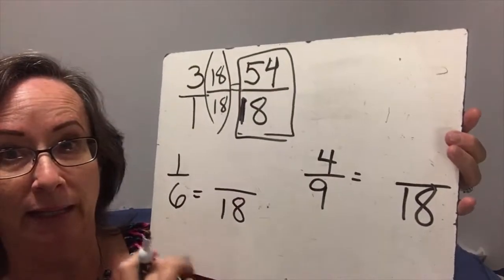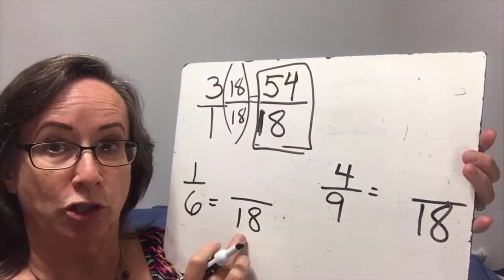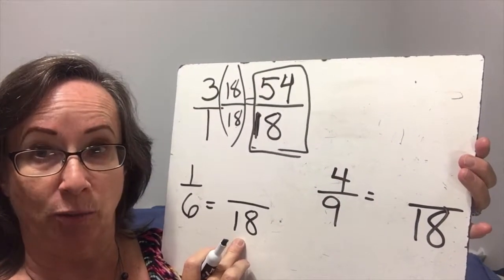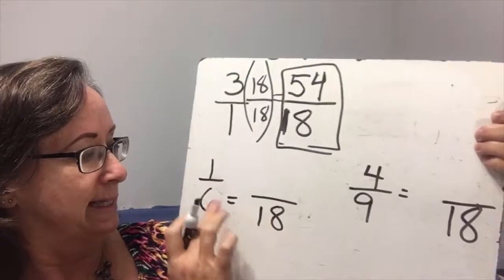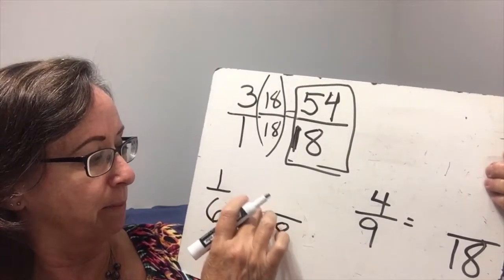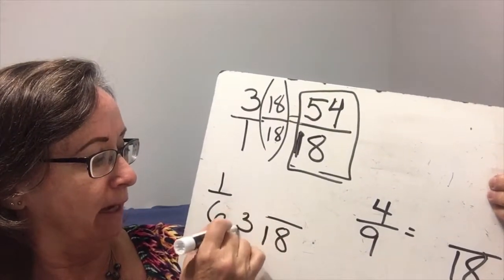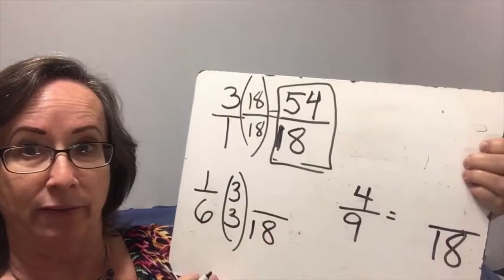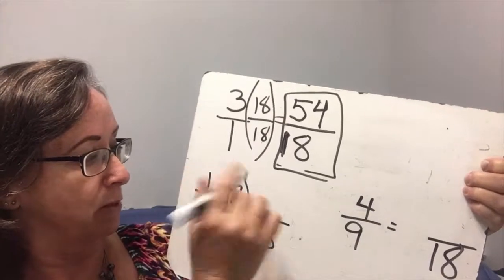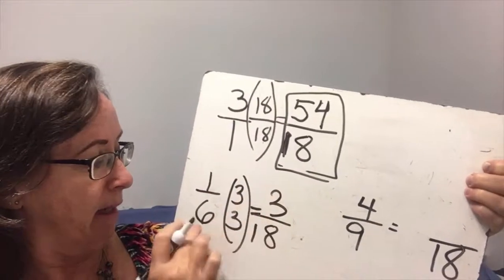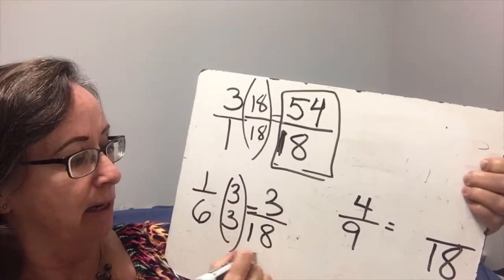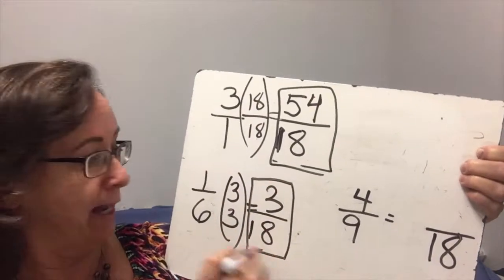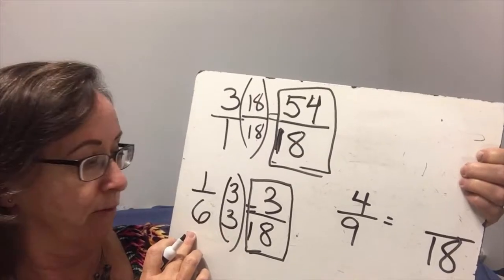Okay, so this one is 1/6, and we're to turn the denominator into an 18, but keep the equivalent fraction. So since I need to multiply by 3 on the bottom to get 18, I will also multiply by 3 on the top. So 1 times 3 is 3, and 6 times 3 is 18. So 3 over 18 is the same fraction part as 1 over 6.